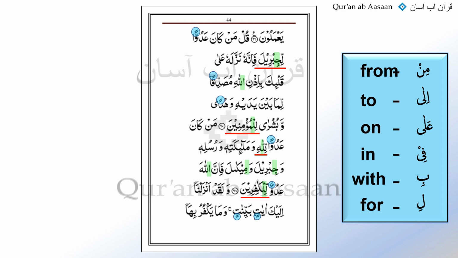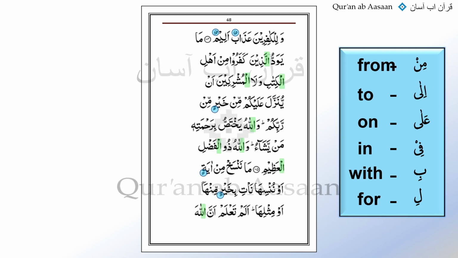Let's look at page number 48. Lil Kafirina, the very first one in the first line. And then Min Khairin. Yes, that's an easy one. Min Ayatin. Well done. And I can see another one right under it. Bi Khairin. Excellent. All right, let's do page number 53 now.